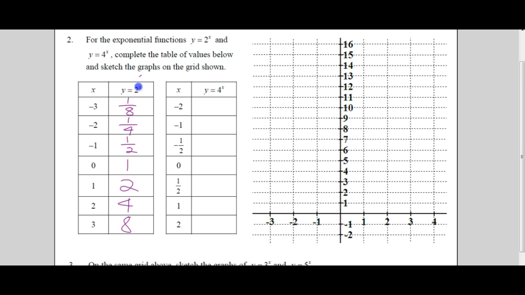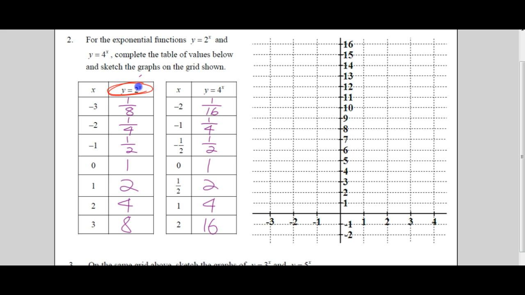All right, let's do this table. 4 to the x, where x is negative 2: 1/16. 4 to the negative 1. 4 to the negative 1/2 is 1/2, right? It's 1 over the square root of 4. 4 to the 0. 4 to the 1/2 is 2, right? Square root of 4. 4 to the 1 and 4 squared.